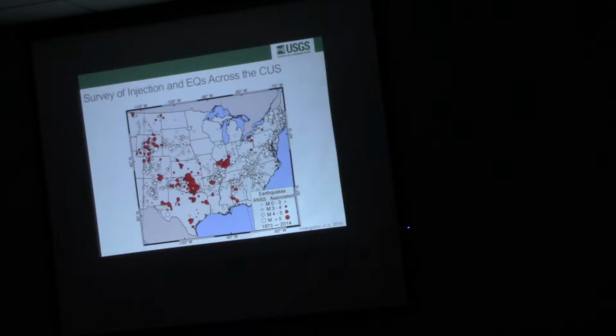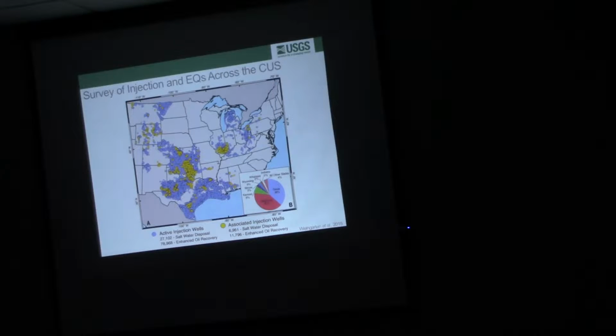But what we're really interested in with this study is not knowing which earthquakes are associated with wells, but in fact, which wells are associated with earthquakes. Are there different parameters that we can suss out to see whether or not they're causing earthquakes? And so this map is just the converse. The yellow dots are showing you wells that are associated with earthquakes.